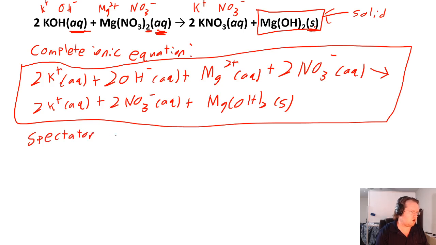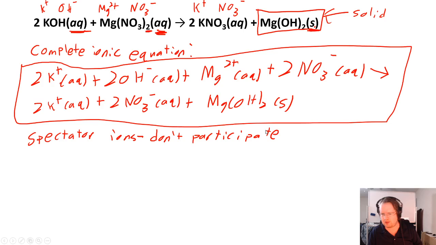Spectator ions are going to be ions that don't participate in the reaction. I don't want to say they don't do anything at all, but they don't participate. So that means they're the same on the reactant and the product side. If we want a picture of what things are actually reacting and what things are just sitting around, like spectators watching the reaction occur, we have another type of reaction equation we call a net ionic equation.